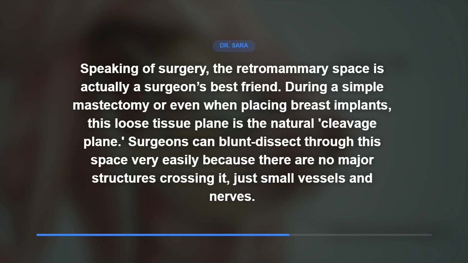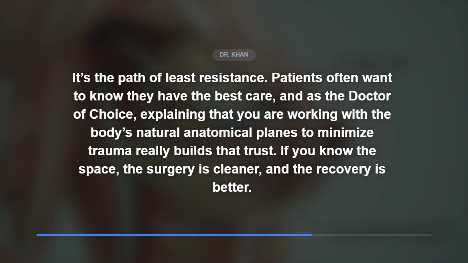Speaking of surgery, the retromammary space is actually a surgeon's best friend. During a simple mastectomy or even when placing breast implants, this loose tissue plane is the natural cleavage plane. Surgeons can blunt dissect through this space very easily because there are no major structures crossing it, just small vessels and nerves. It's the path of least resistance.